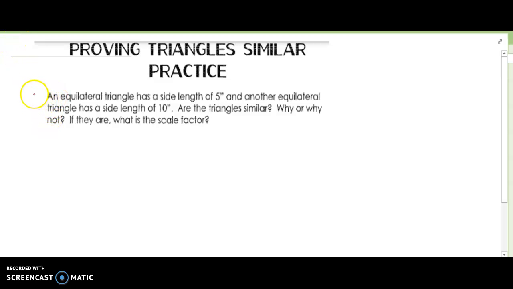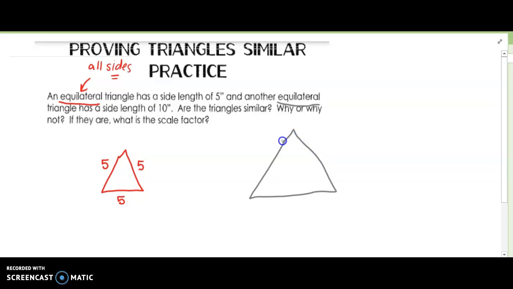Alright, so if we look at this first one on the top, it says an equilateral triangle. Remember, equilateral means all sides are equal. It has a side length of 5 inches. So I'm just going to go ahead and draw that. Here's an equilateral triangle, 5, 5, 5. And another equilateral triangle, so all sides are equal, has a side length of 10 inches. So here's 10, here's 10, here's 10.